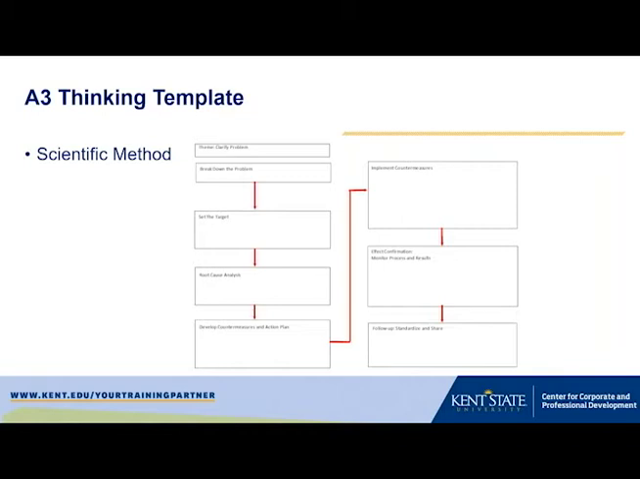But in essence, these steps that you see on here are basically asking you to start with your current condition, look at what the ideal state is, and then start to design a future state that will get you closer to the ideal, and work the process of taking actions that address root causes, using some of the tools that we mentioned briefly before.